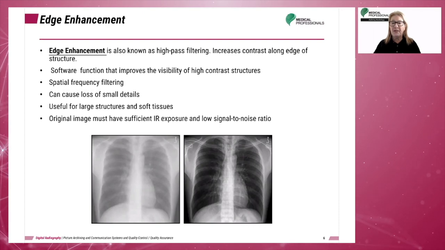Edge enhancement is another software function that uses an algorithm to convert the image into the spatial frequency domain. The algorithm averages the signal strength of the adjacent pixels in the image data. Carter and Veal refer to this as a neighborhood and state that edge enhancement occurs when there are fewer pixels in the neighborhood included in the signal average.